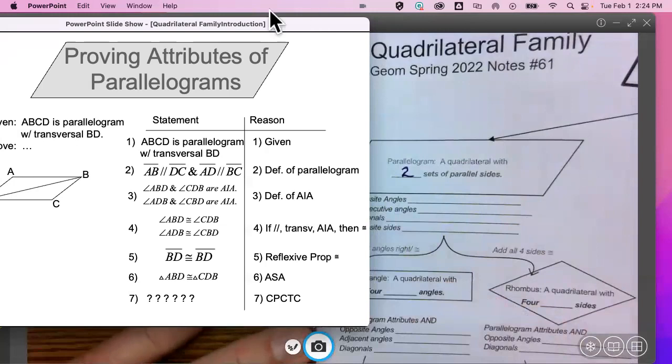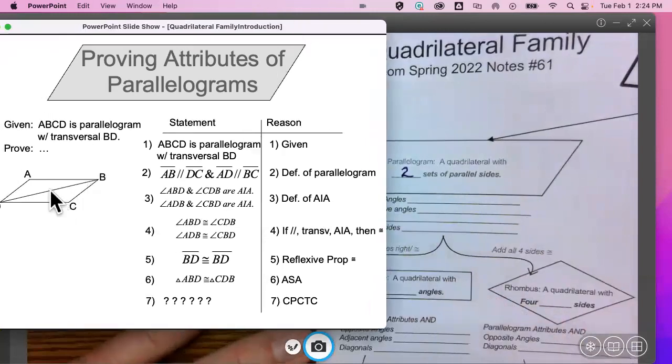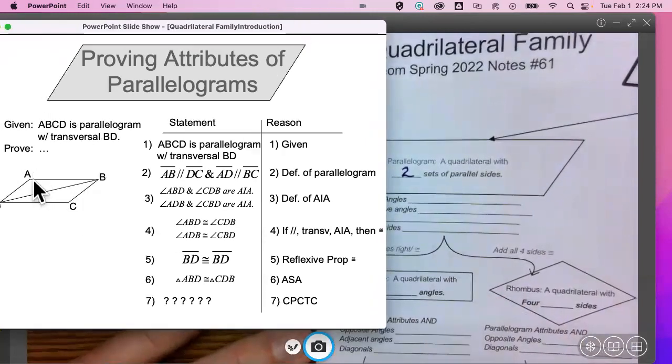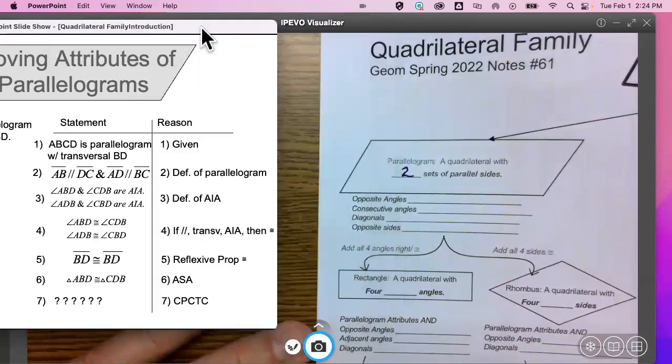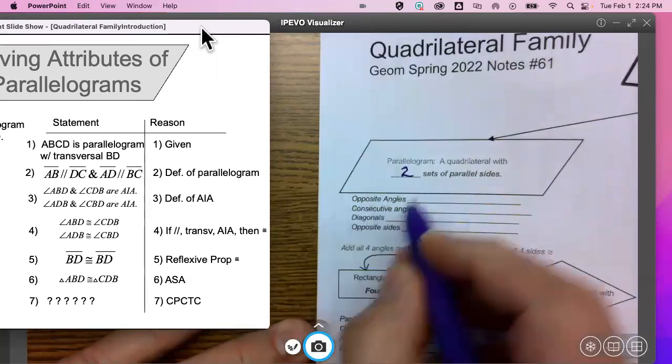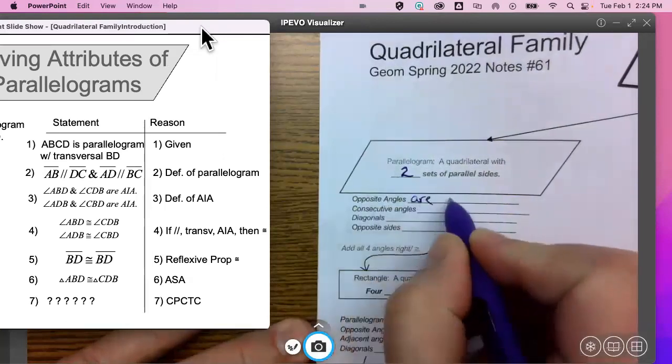And as we see in this picture, if we're able to demonstrate that these two triangles are congruent, what can we say about angle A and angle C? They are congruent by CPCTC. And if we wanted to, we could do the diagonal the other way, the transversal from A to C, and we could prove that B and D are congruent. Therefore, we can say here, opposite angles are congruent.